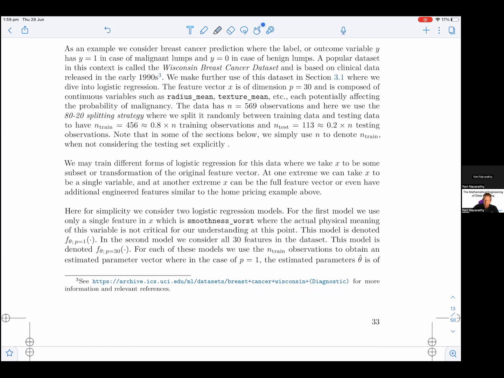The data has n equals 569 observations, and here we use the 80-20 splitting strategy, where we split it randomly between the training data and the testing data to have n train, which is 456, and that's about 0.8 times n, training observations, and n test is 113, and that's about 0.2 times n, testing observations. Note that in some of the sections below, we simply use n to denote n train when not considering the testing set explicitly.